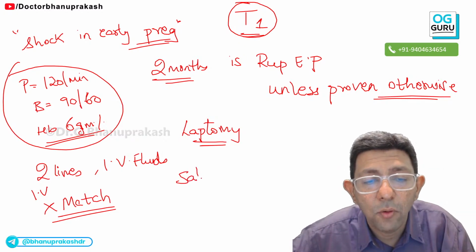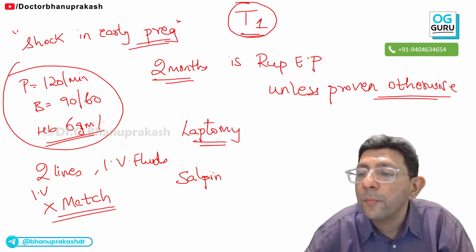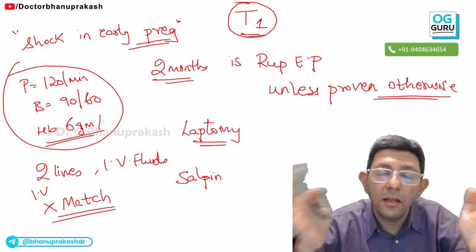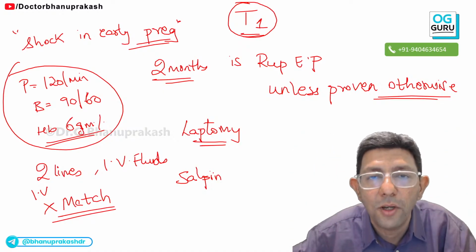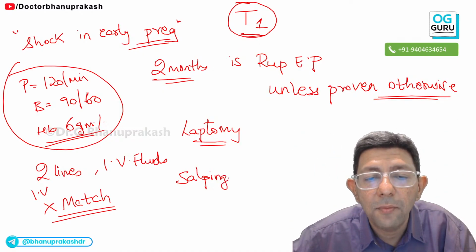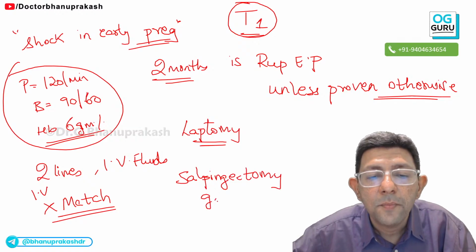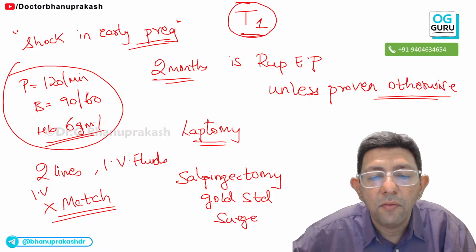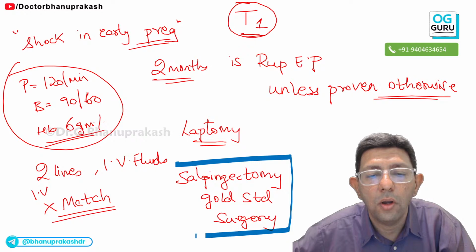Salpingectomy, please write down. Don't feel sad that I'm cutting off the patient's one tube. Another tube is there. Another tube is enough to cause population explosion. One tube is enough to cause population explosion. So salpingectomy, write down. Salpingectomy is the gold standard surgery for ruptured ectopic. Is this understood to all of you?